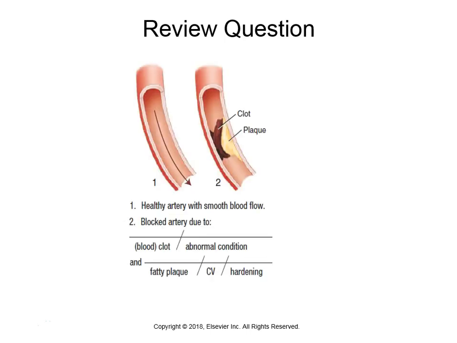All right, so here we have a blocked artery for two reasons. There's a blood clot, and there is a fatty plaque that kind of then caused the blood clot. So this would be what? The abnormal condition of the blood clot would be a thrombosis, and the fatty plaque hardening would be atherosclerosis.